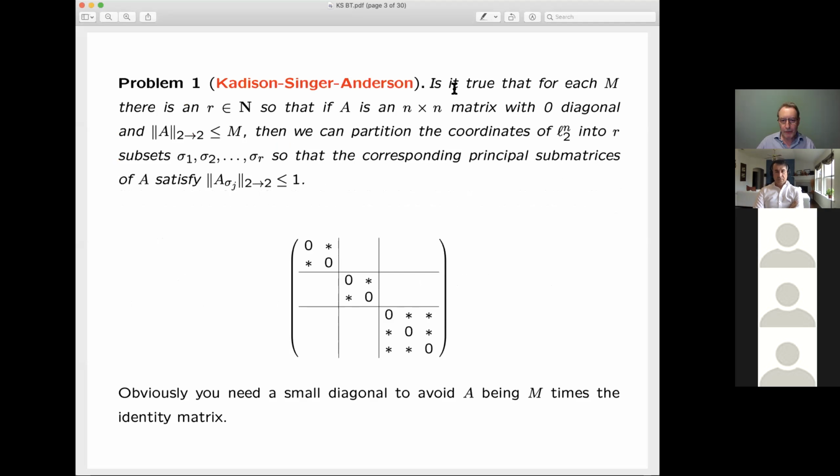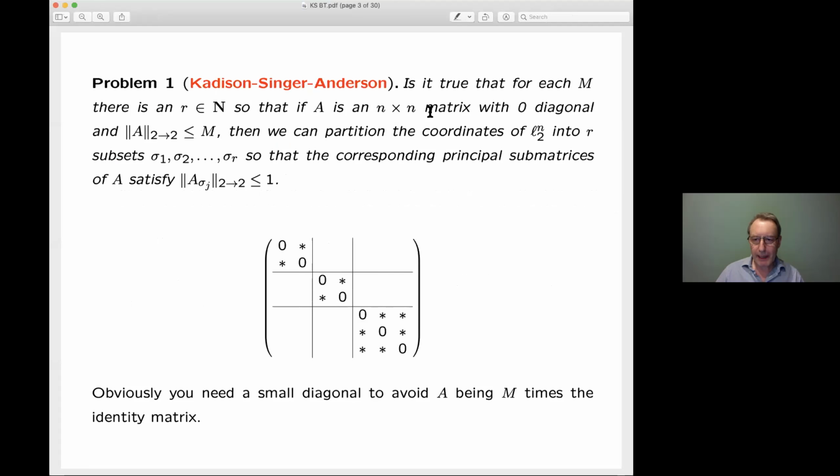So the question in this form asks the following: is it true that whatever number m you pick, there is some integer n, so that if you give me an n by n matrix with zeros on the diagonal, and you tell me that it's bounded in operator norm as a map from L2^n to L2^n by m, then you can partition the coordinates so that when you look at the principal submatrices attached to the pieces of the partition, each of those has a much better bound in operator norm from L2 to L2, let's say 1. So obviously everything's scale invariant, so it doesn't really matter whether you have m and 1.